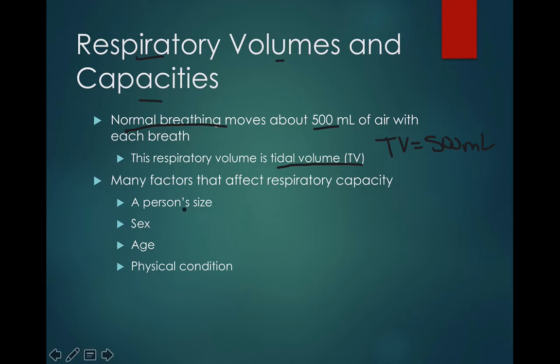There are a lot of different factors that are going to affect the respiratory capacity. A couple of them include a person's size. So the larger the person, the larger the tidal capacity that they're going to have. Gender, this means whether a person is female or male, will affect the amount of their respiratory capacity. Age, as well as physical condition. So the more fit you are, the higher your capacity for respiratory volumes, versus if you're not very fit, then you have a lower respiratory capacity.